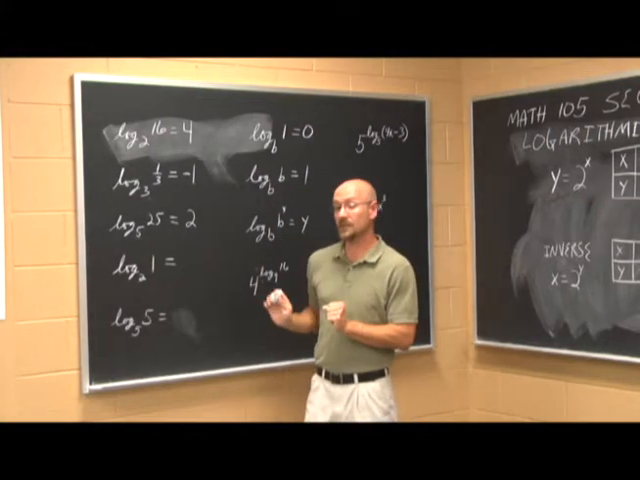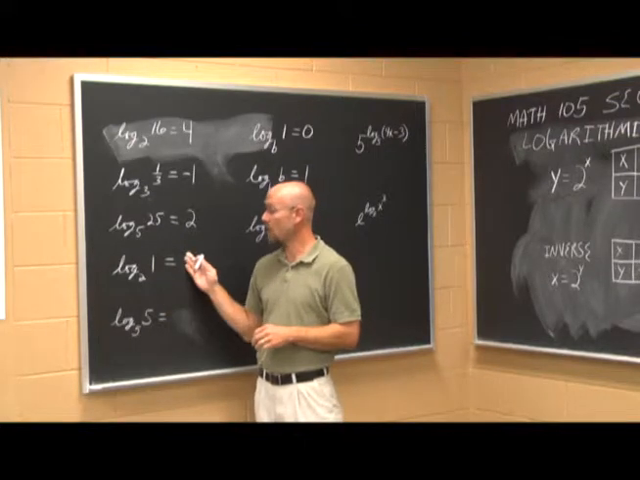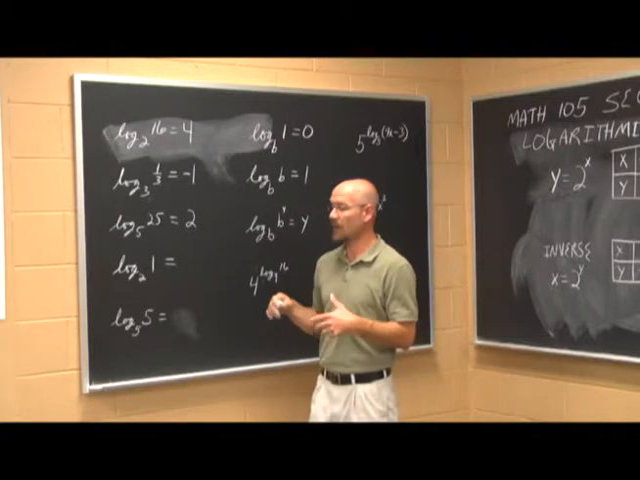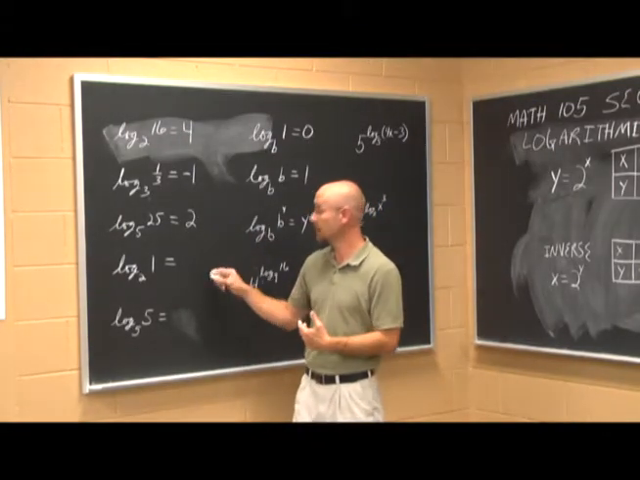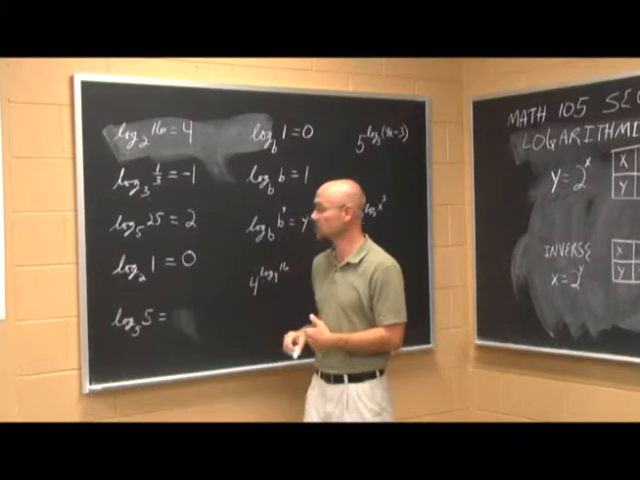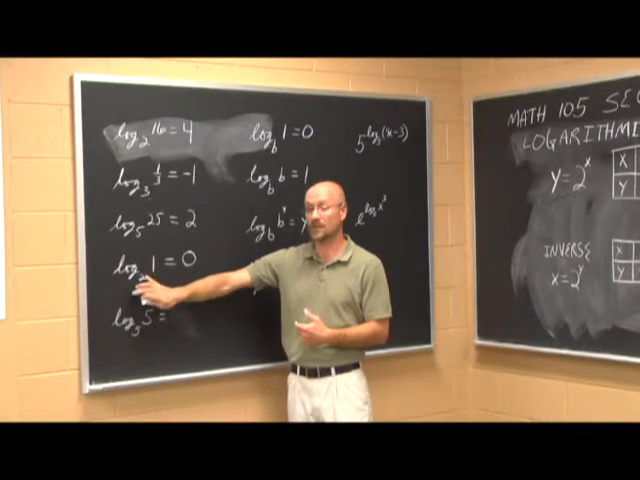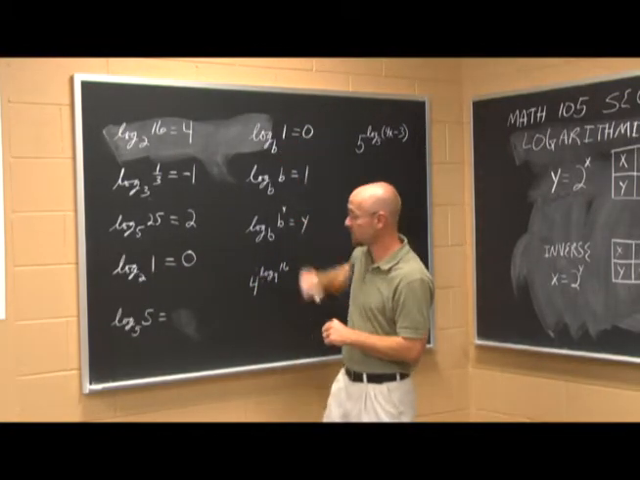This one, hopefully we can see it. Because this asks, 2 to what power is 1 if we wrote it as an exponential equation? Well, any base to 0 is 1. So this has to equal 0 regardless of what that base is. Log of 1, regardless of the base, will always be 0. We'll look at that property right here in a moment.